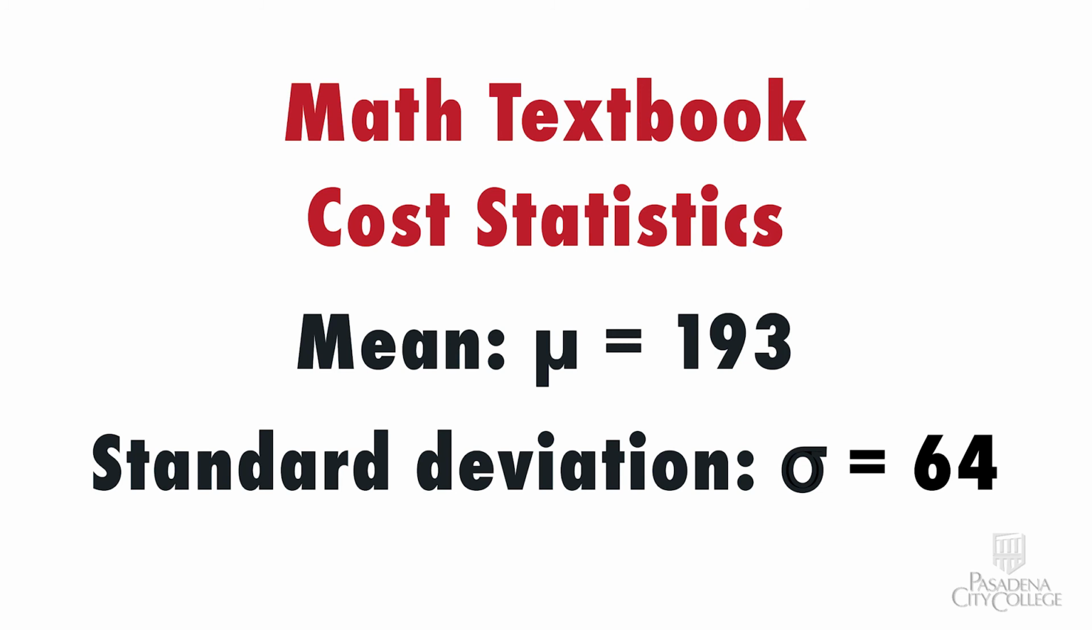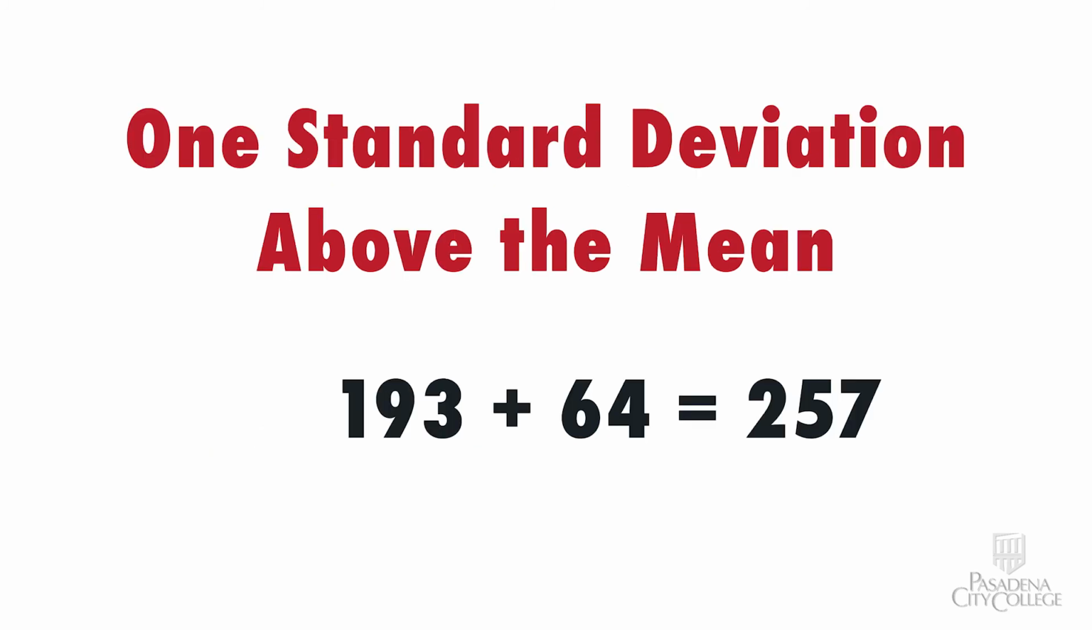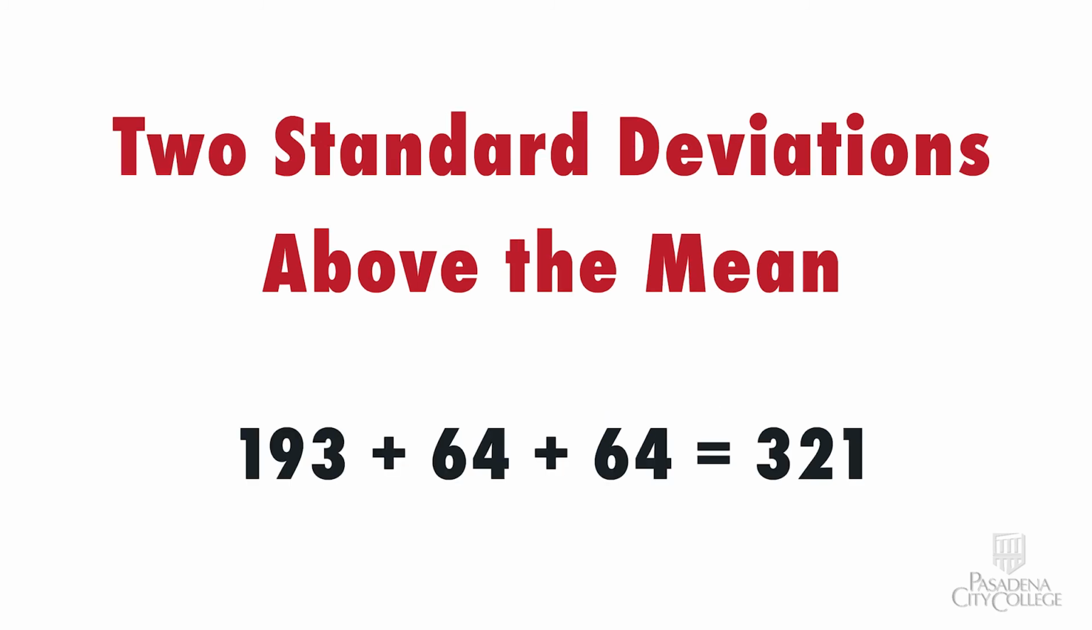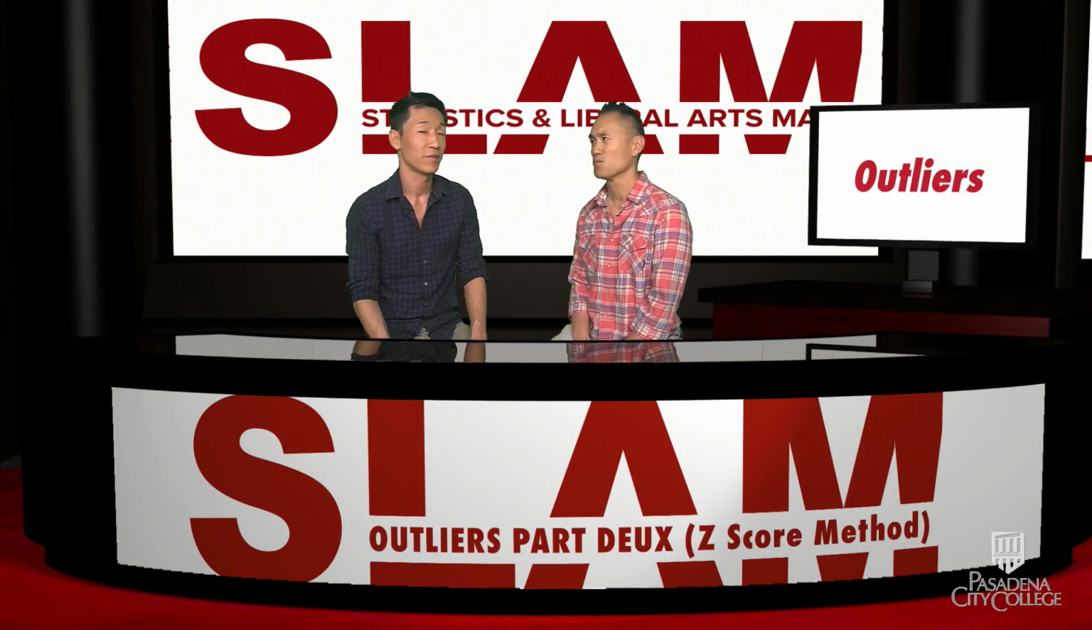Right. So if you go 1 standard deviation above the mean, that'll be 193 plus 64, so you'll get $257. Wow, $257? And that's just 1 standard deviation above the mean? I know, and if you want to go 2 standard deviations above the mean, that'll be 193 plus 64 plus another 64. So that'll be $321. So any textbook that costs more than $321 is an outlier?